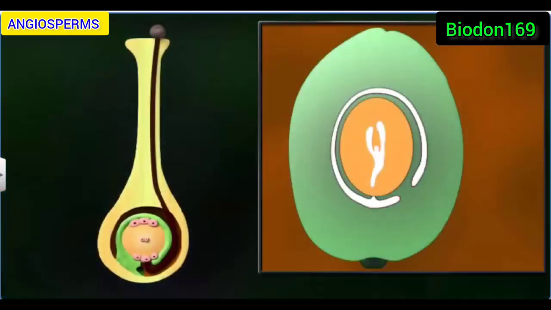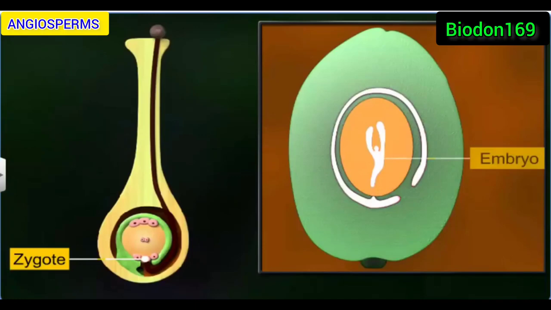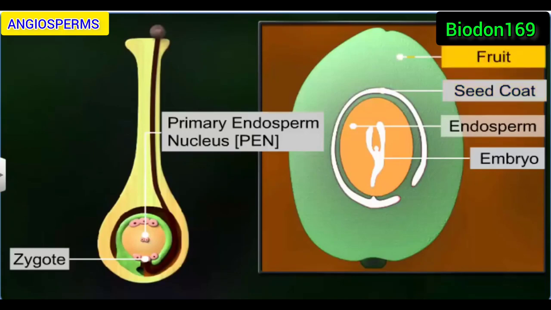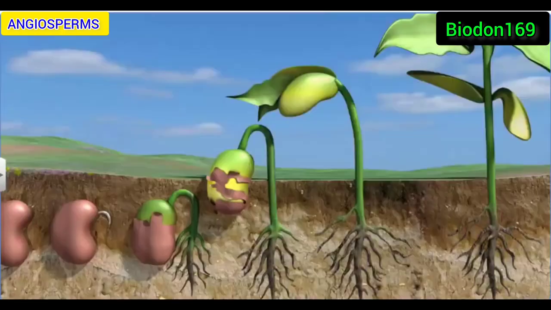After fertilization, the synergids and antipodals degenerate. On the other hand, the zygote develops into an embryo, and the primary endosperm nucleus develops into an endosperm, which nourishes the zygote. Simultaneously, the ovule develops into a seed and the ovary into a fruit. The seed germinates and the embryo develops into a new plant.